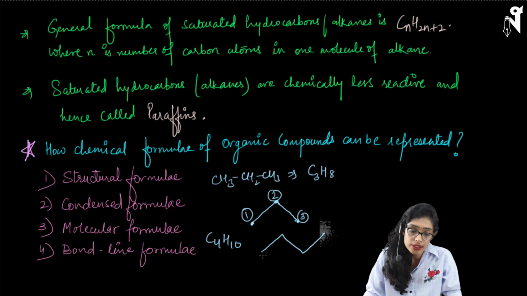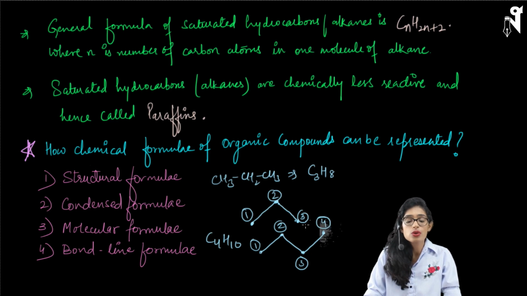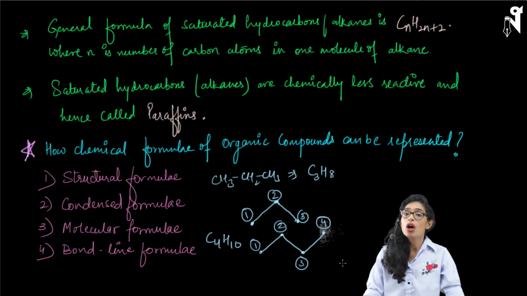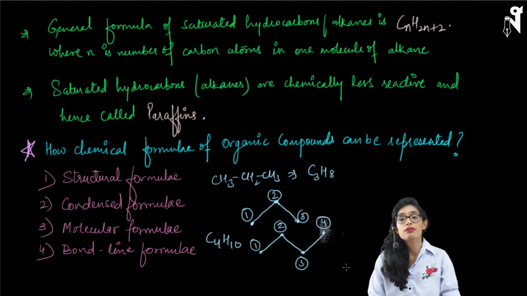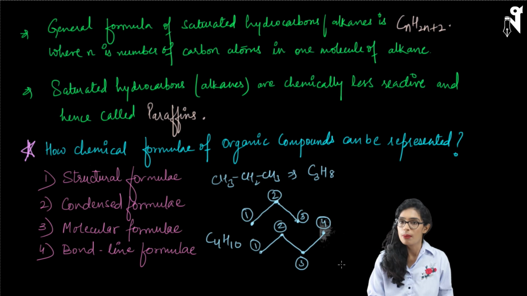This is carbon 1, this is carbon 2, this is carbon 3 and this is carbon 4. I'm assuming all four carbons are linked to each other with the help of single bonds. All the remaining valencies are being fulfilled by hydrogen, and we are not representing hydrogen anywhere. And in fact, we are not showing carbon anywhere either. We are just assuming that the lines and points are nothing else but the carbon. So this is called the bond line formula.